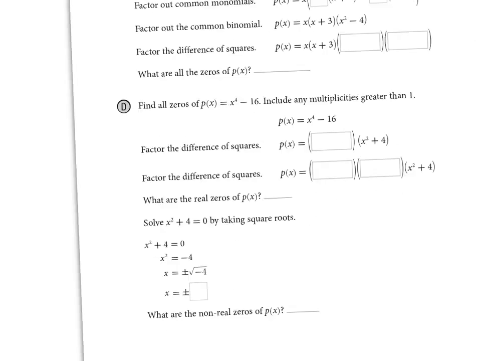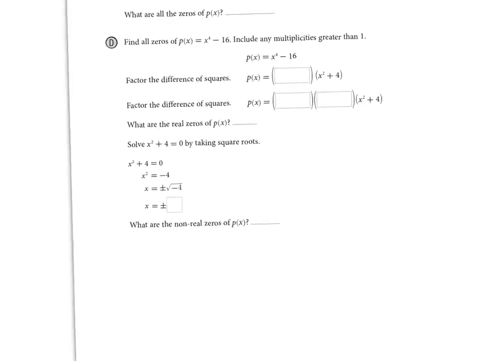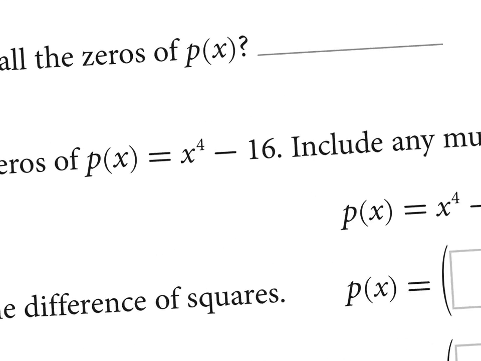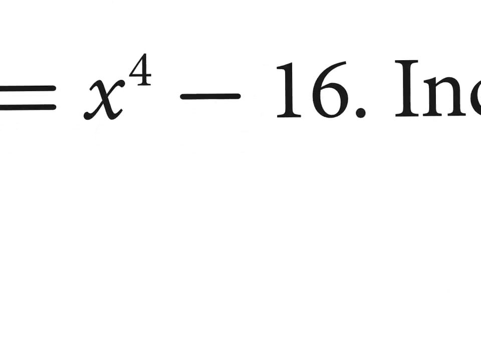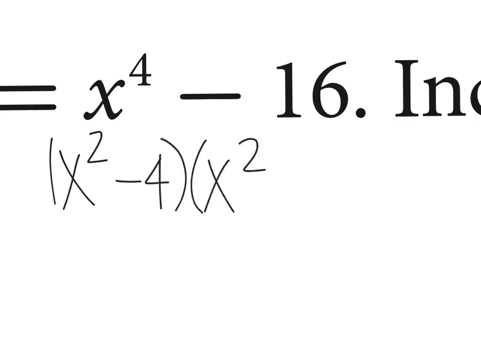All right, so same page, page 428. Problem D says x to the 4th minus 16. So the question is, can we factor that one? Yes. Why? You can't do that if it's positive, right? Correct. If it was positive, we could not. But if it's negative, we can.